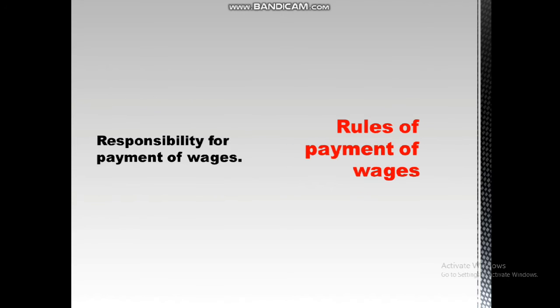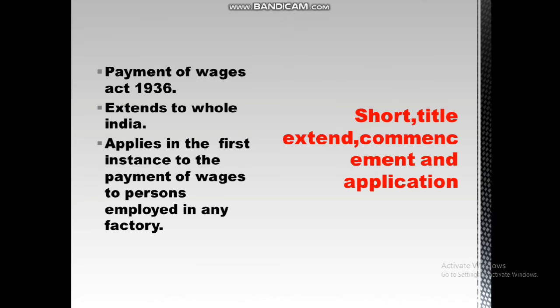We'll see some definitions that come under Section 2: the appropriate government, employed person, employer. As you know, employer includes the legal representative of a deceased employer, and employed person includes the legal representative of a deceased employed person. And appropriate government is, in relation to railways, air transport services, mines and oil fields, the Central Government, and in relation to other cases, the State Government.